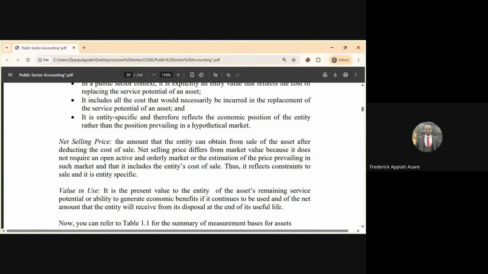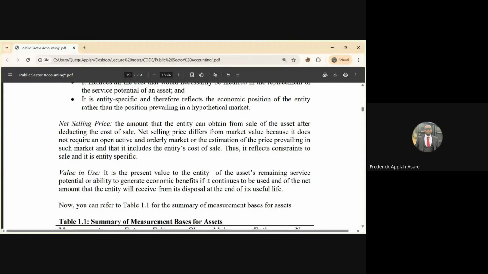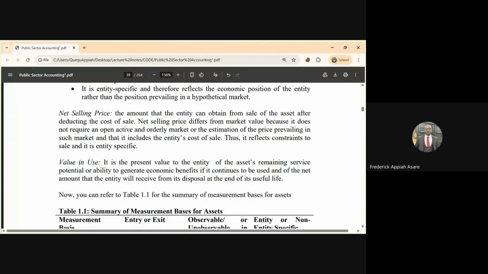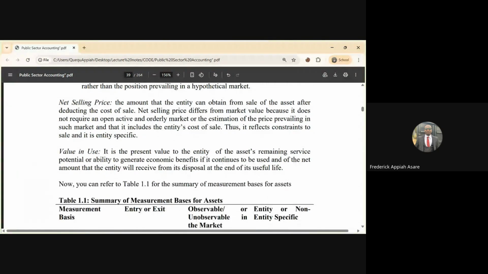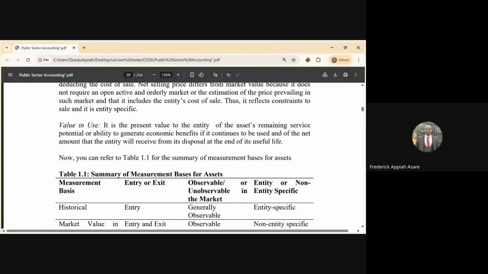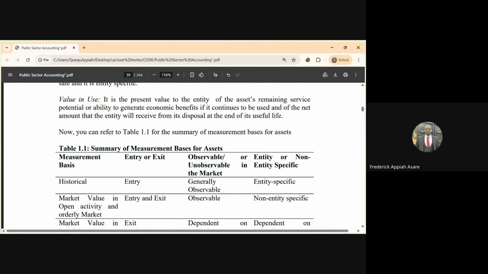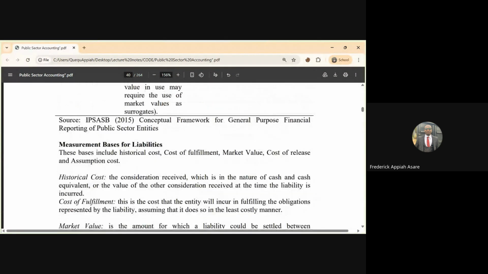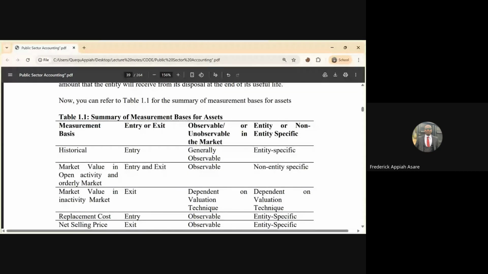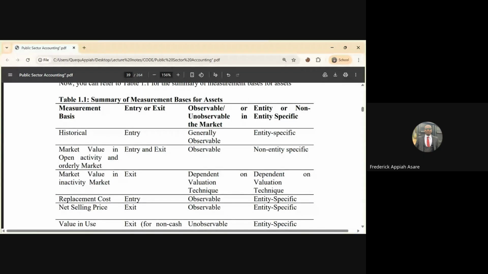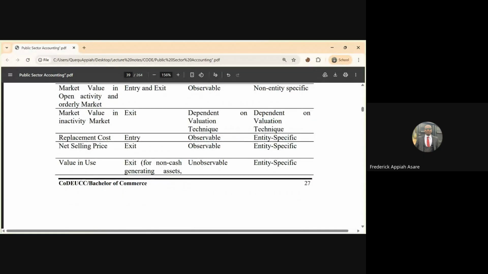Then we have the net selling price. The net selling price is the amount the entity can obtain from the sale of the asset after deducting the cost of sales from it. Then the value in use is the present value to the entity of the asset's remaining service potential or ability to generate benefits if it continues to be used. So in the value in use is where they calculate the present value of all the future inflows the assets are likely to provide. So this table gives us a summary of the measurement basis for entry or exit. So you just read through and go through.